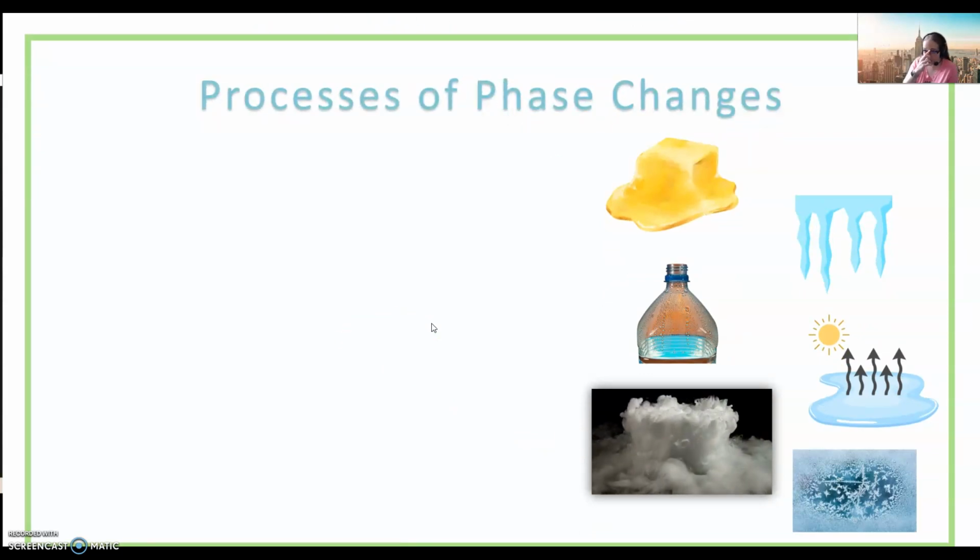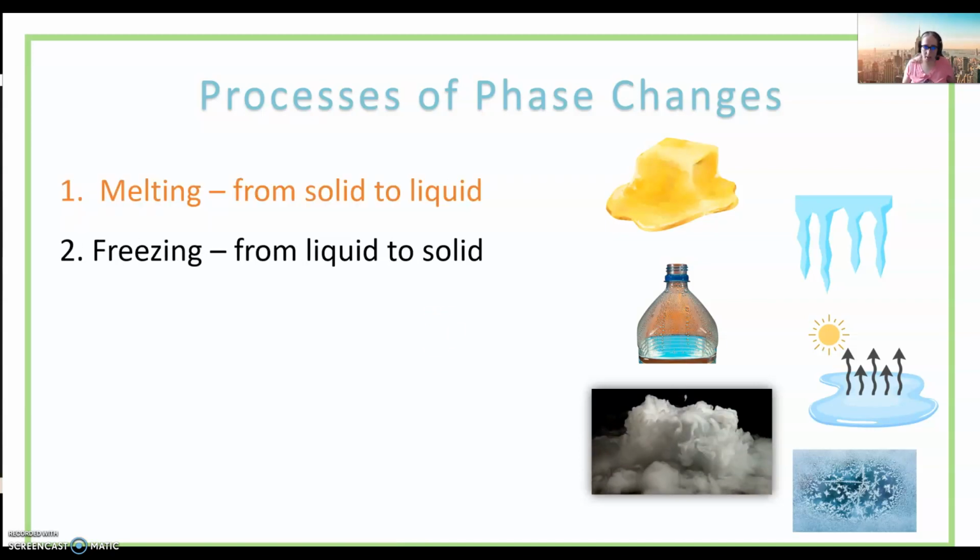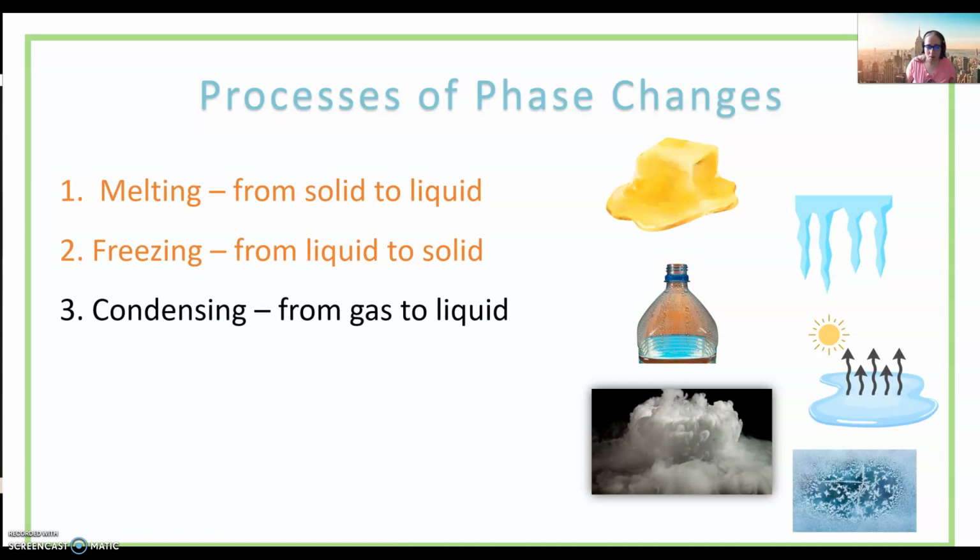Okay, so the process of phase changes. First, you have melting. You go from a liquid to a solid, like ice. Okay, melting down. Freezing is from a liquid to a solid.